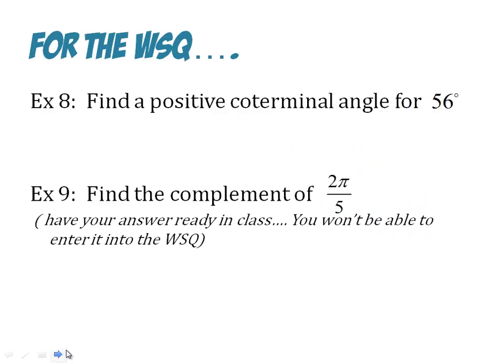Alright, for the homework, you're going to find a positive coterminal angle for 56 degrees, easy. And for number 9, you're going to find the complement of 2 pi over 5. Okay, this one may be hard to type in because of the pi, so just have this answer ready to go in class, but you can definitely put your answer in for number 8.